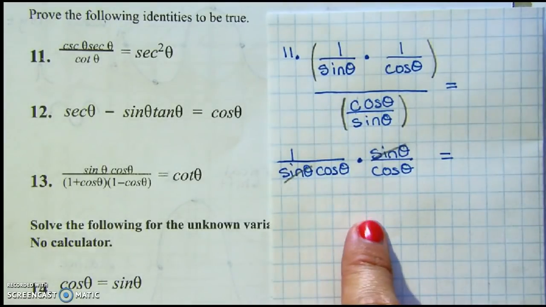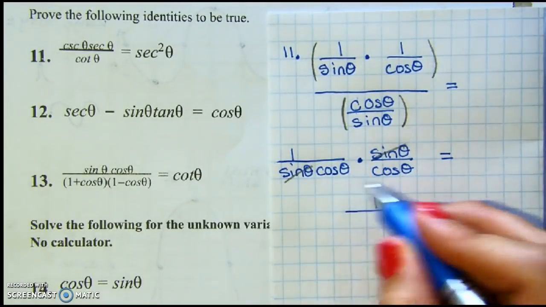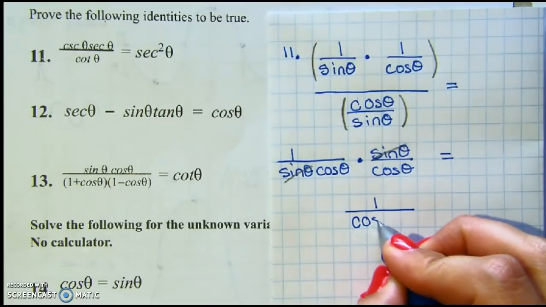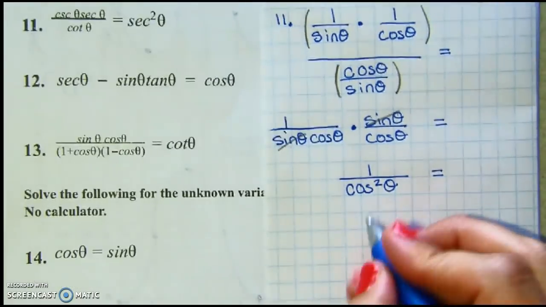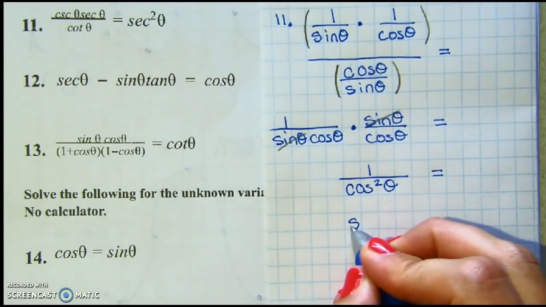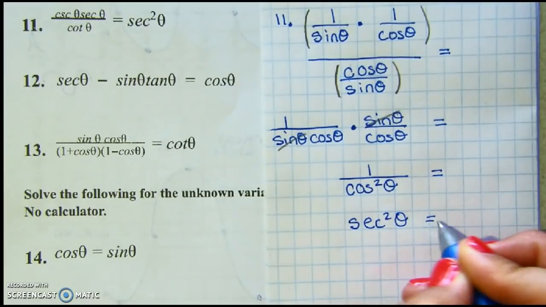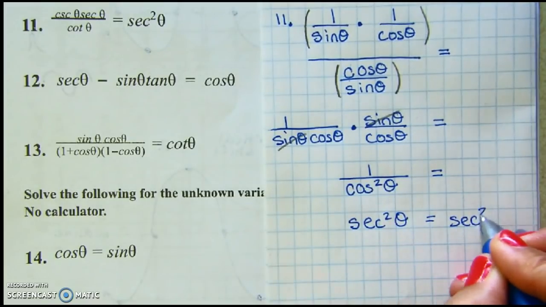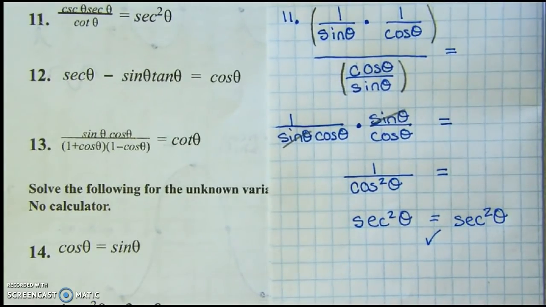Careful with the word cancels. It doesn't cancel to 0, it cancels to a 1. And we have 1 over cosine times cosine. Cosine times cosine is cosine squared. What are we trying to make it equal? We're trying to make it equal secant squared. Is 1 over cosine squared secant squared? Yeah? Cool. Good job. We did it. We did a trig identity.